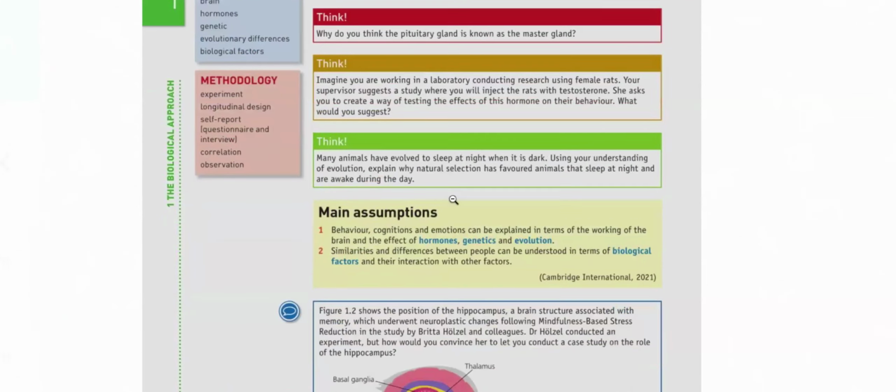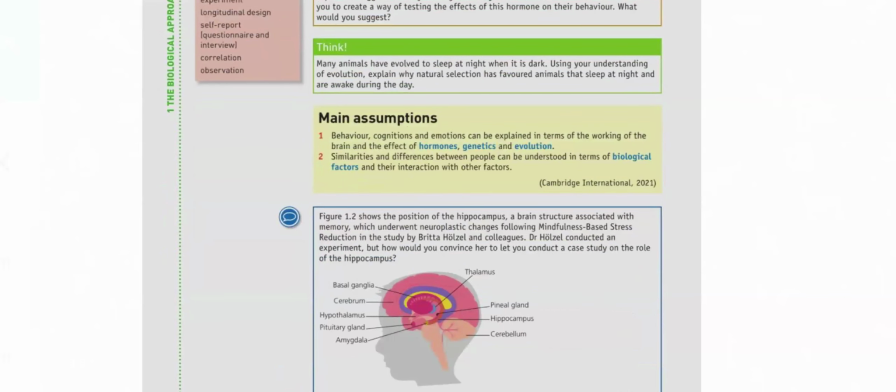So, main assumptions of the biological approach. When we're starting with the biological approach, there's two things that we consistently need to remember. Another thing is that these are the kind of questions that come. That is why in the bracket over here, if you can see, they've written Cambridge International 2021. Essentially what happens is they ask you, please explain the two assumptions of the biological approach, and that's a four marker. This usually comes in your paper one.